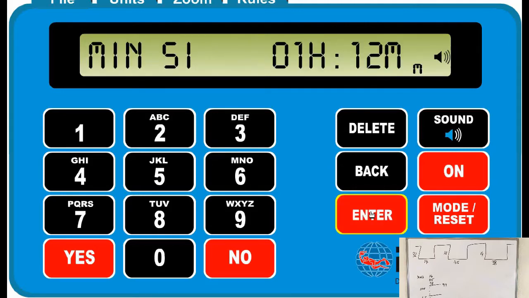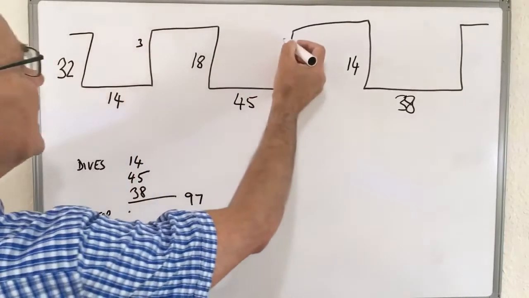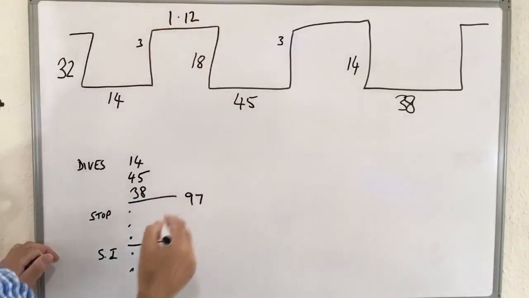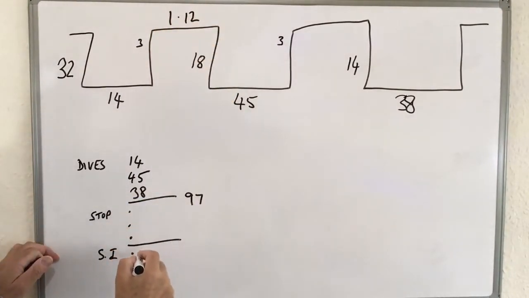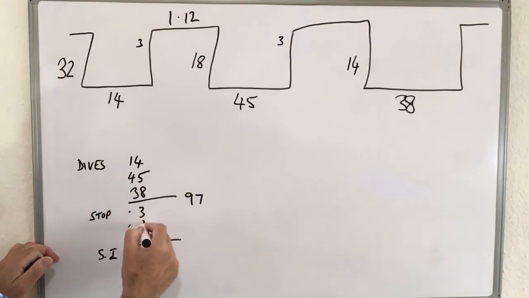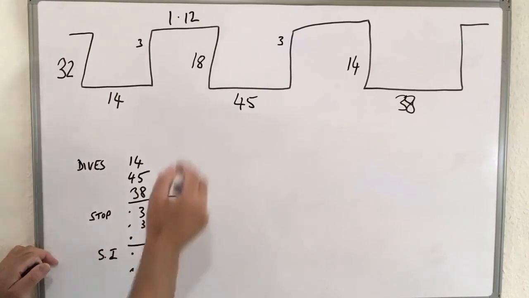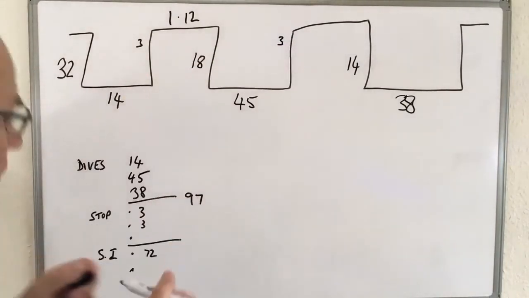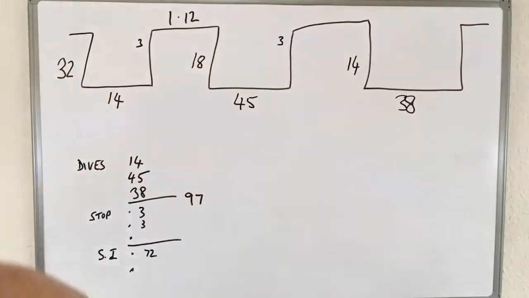And we've found that we've got a minimum surface interval of 1 hour and 12 minutes. So we'll fill in a few details. 3 minutes here, 3 minutes here, 1 hour and 12 minutes. So I'm going to put that surface interval as 72 minutes there. And now we've got no choice but to start again from the beginning and work through. So let's do that.